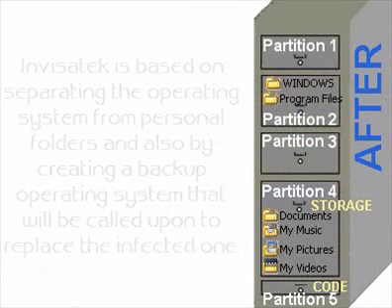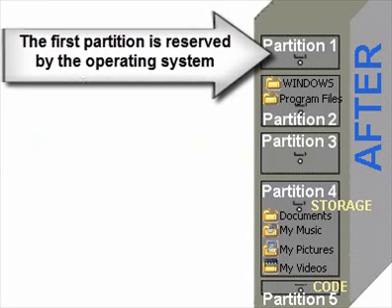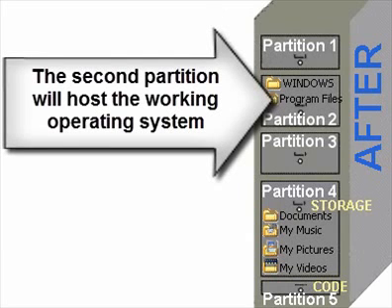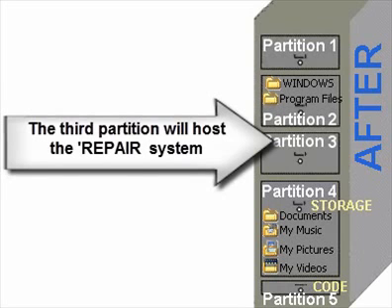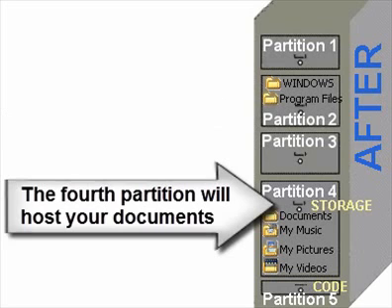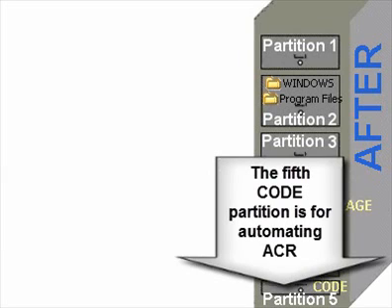The first step in preparing your PC for automated computer repair is to divide your hard drive into 5 partitions. The first partition is reserved by the operating system. The second partition will host the working operating system. The third partition will host the repair operating system backup. The fourth partition will host your documents. The fifth code partition is reserved for automating Invisatek.